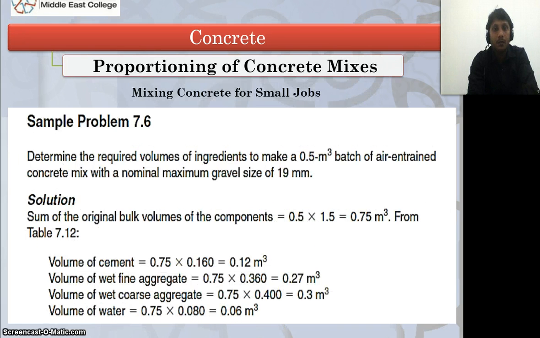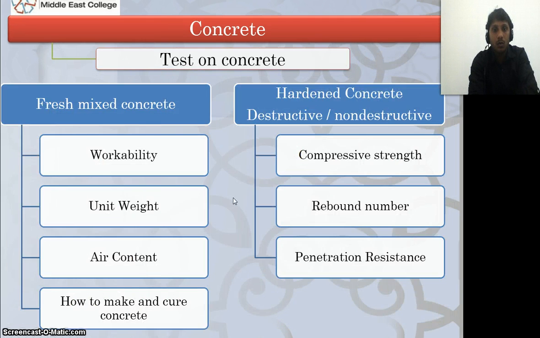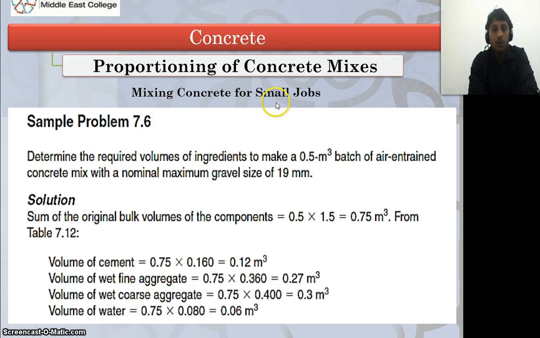We have a problem. This problem is for mixing concrete for small jobs. Let me explain the problem. Determine the required volumes of ingredients, meaning cement, fine aggregate, coarse aggregate and water, to make a 0.5 cubic meter batch of air entrained concrete mix with a nominal maximum gravel size of 19 mm. The gravel size we have to use here is 19 mm.